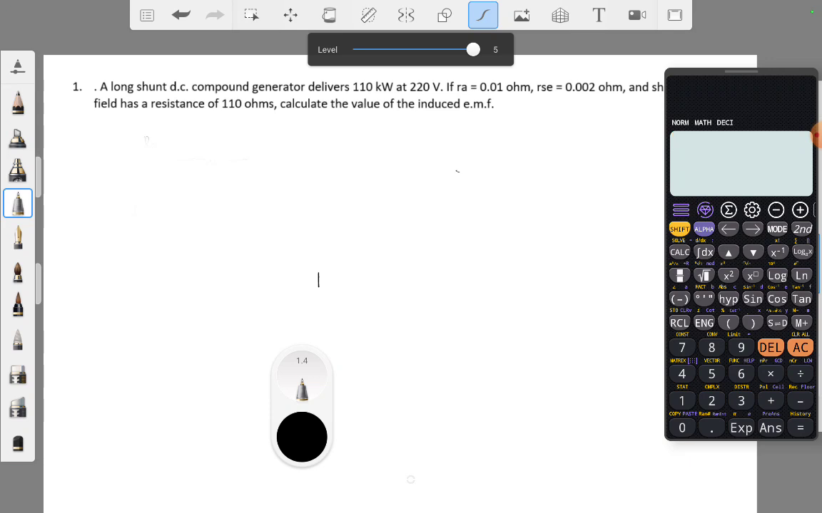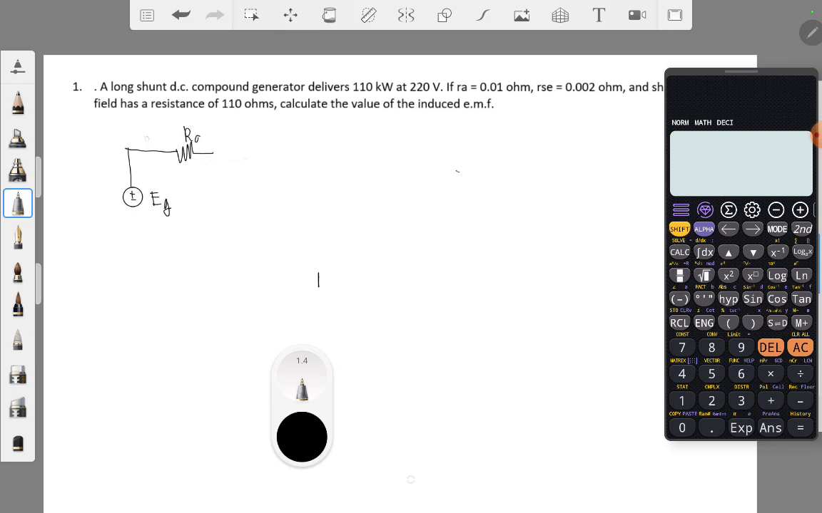Okay, so first things first is of course to draw our circuit diagram. So we have positive, negative, EG. Then our RA, which is equal to 0.01 ohm. Next is our RSE, which is equal to 0.002 ohm.